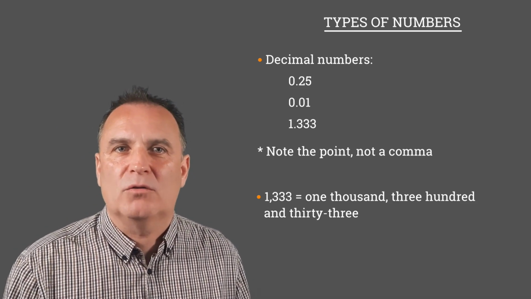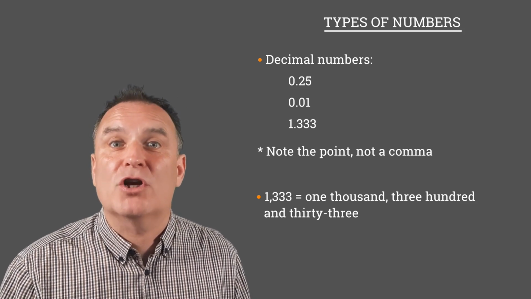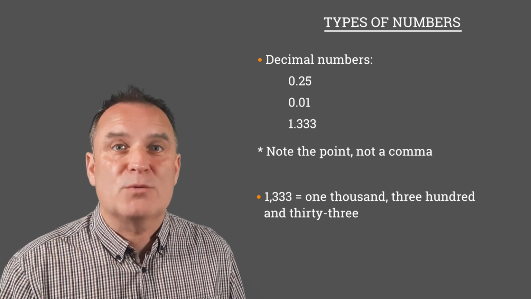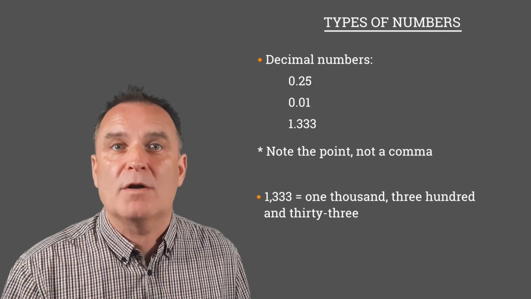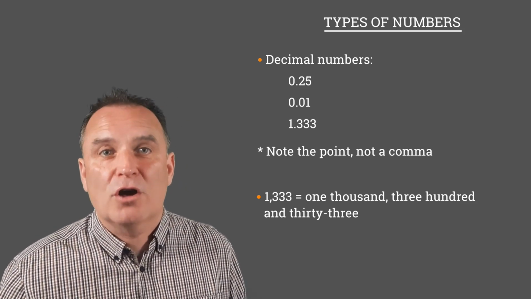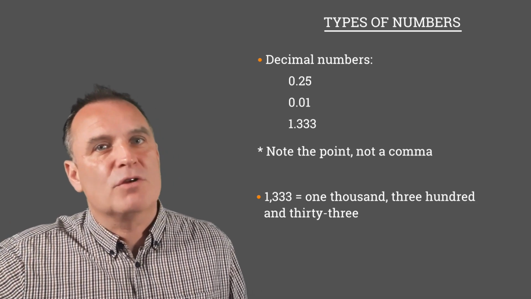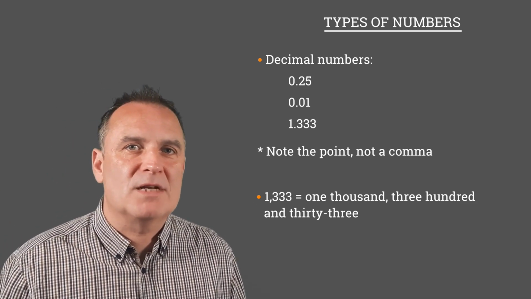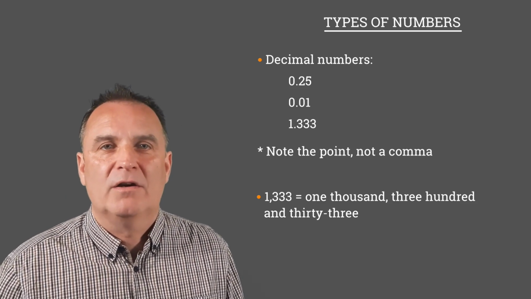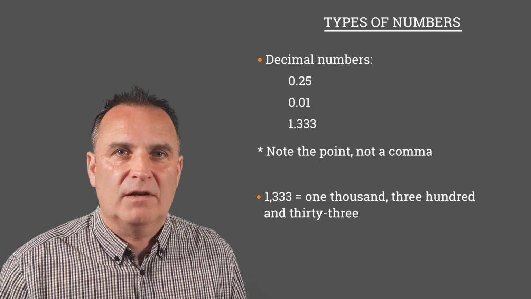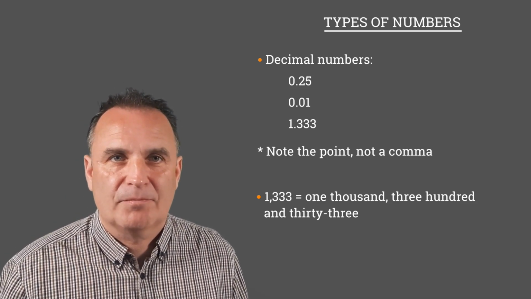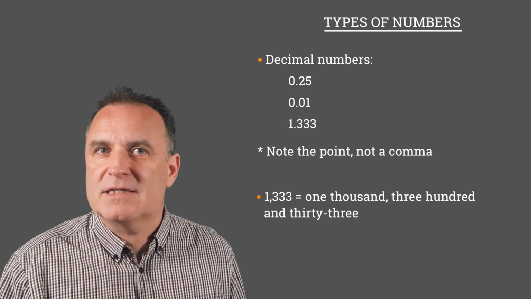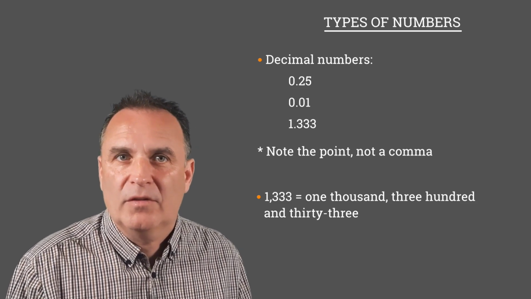1.333, right, or 1.33 recurring, right? So in this case, we have a point, not a comma, so it's 1.33 recurring. That means that the threes continue forever. And this, of course, can be represented by 4/3 in terms of fractions. Yeah, so 1.333, this is a number just over 1.